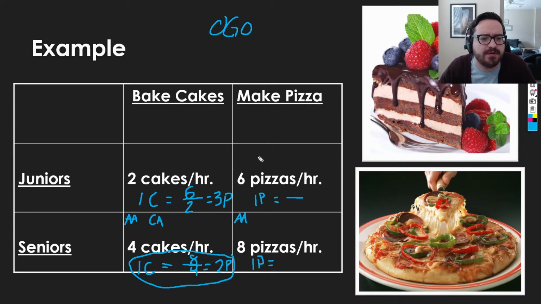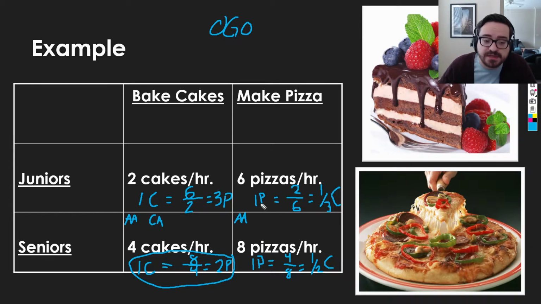Okay, so it's my turn to show you how to do it. I'm going to take the other number and it goes over my current one. 2 over 6, which I can simplify down to a third of a cake. Because remember, the opportunity cost of a pizza will be some amount of cake. And then I do this one, 4 over 8, which is a half. So every time the juniors baked a pizza, they could have made a third of a cake. Every time the seniors baked a pizza, they could have made a half of a cake.